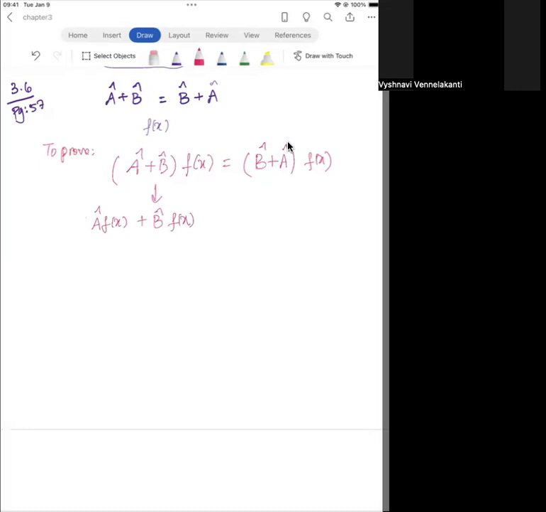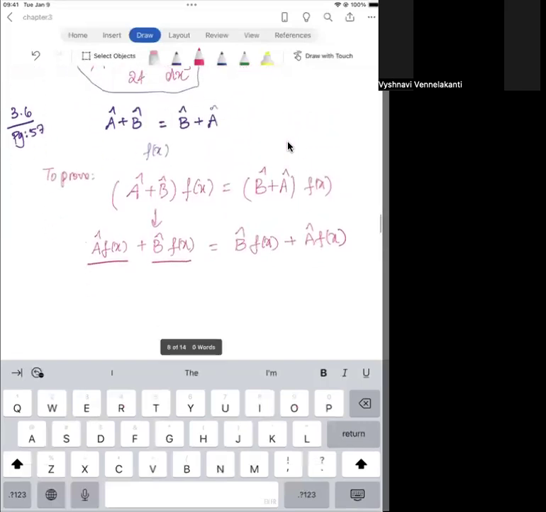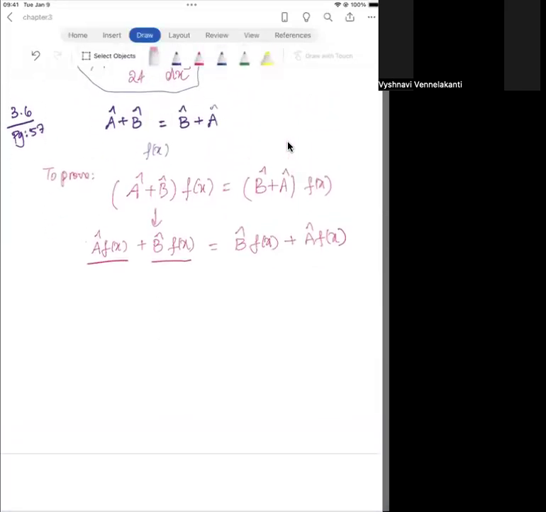So this term and this term at this point are functions. So we can write the sum of two functions, g plus f, as the same as f plus g, right? So from here we can write it like this, right?